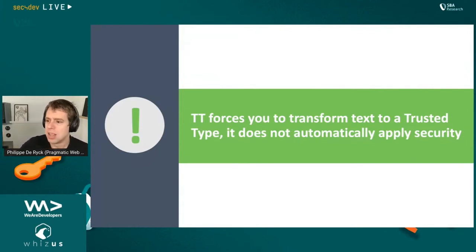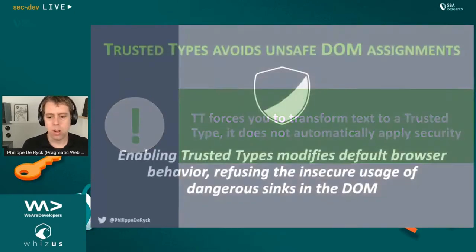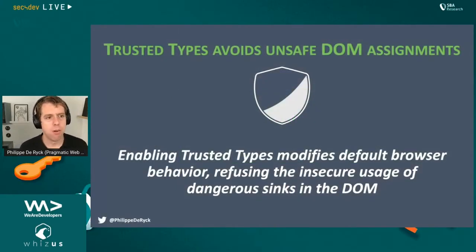And if you find a place where the browser says, yeah, screw you, I'm not doing that, you look at it and you're like, oh, good catch, because I actually forgot to sanitize this value. Now you can sanitize it and make your application more secure. So takeaway number 2, trusted types avoids unsafe DOM assignments. Basically, when you enable trusted types, you modify the default browser behavior. And because of that modification, the browser refuses the insecure usages of innerHTML, outerHTML, document.write, and so on.